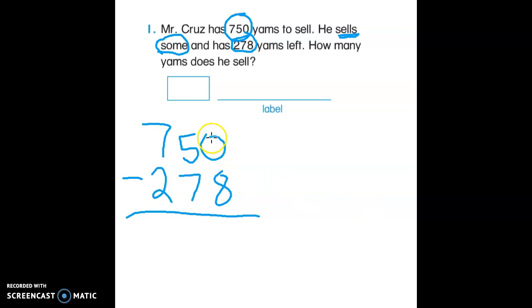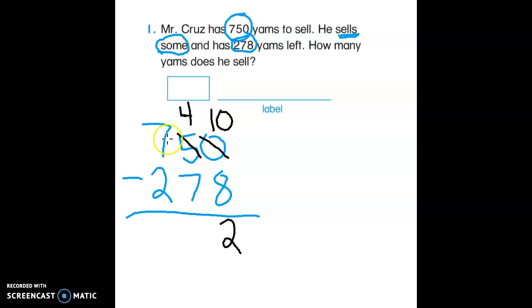So if I do 0 minus 8, can't do 0 minus 8. So I'm going to have to borrow. My 5 becomes a 4. My 0 becomes a 10. Now I can do 10 minus 8 equals 2.